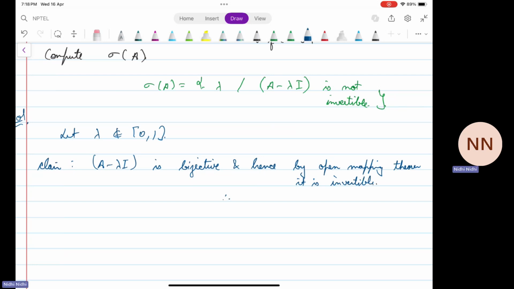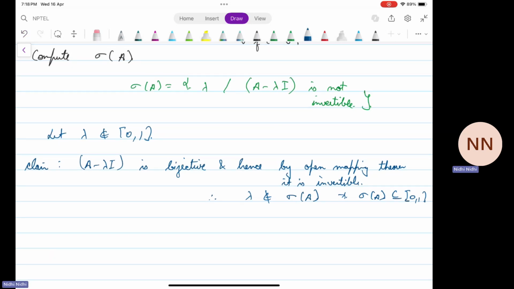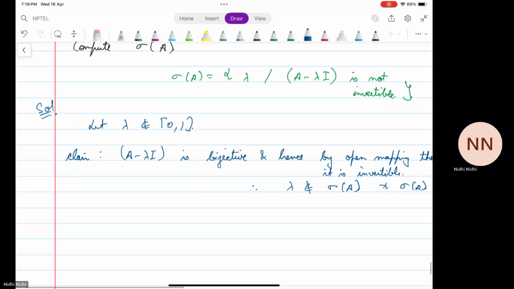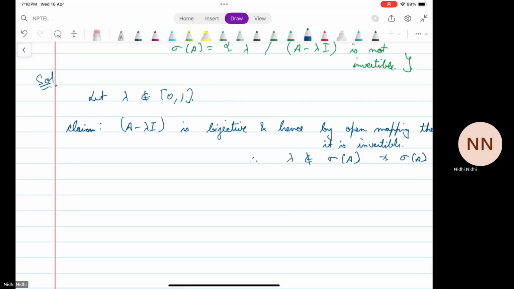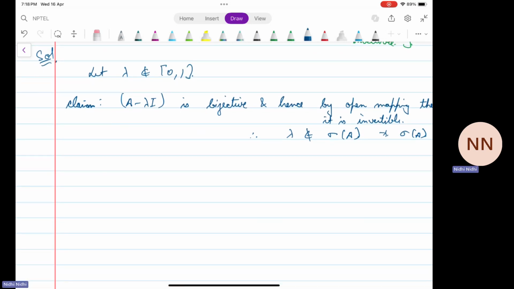Therefore, lambda cannot be in its spectrum. That would give us that our spectrum should be a subset of closed interval 0 to 1. So our main aim is to show that A minus lambda I is bijective if lambda is not in closed interval 0 to 1. So firstly, let's start with injective.